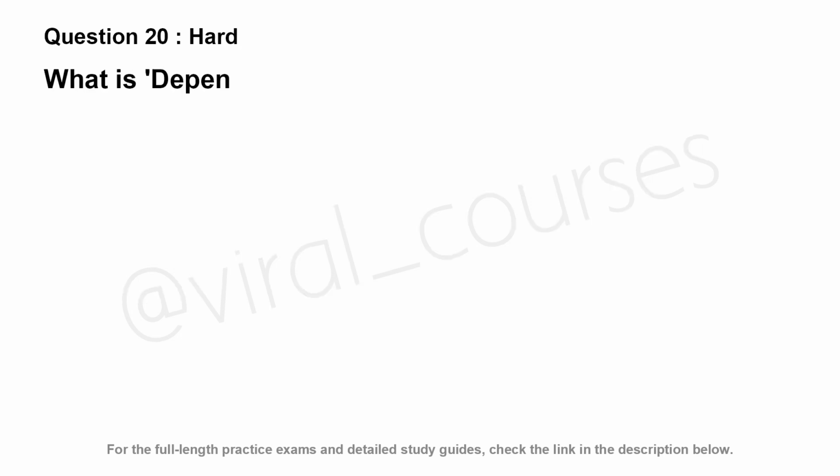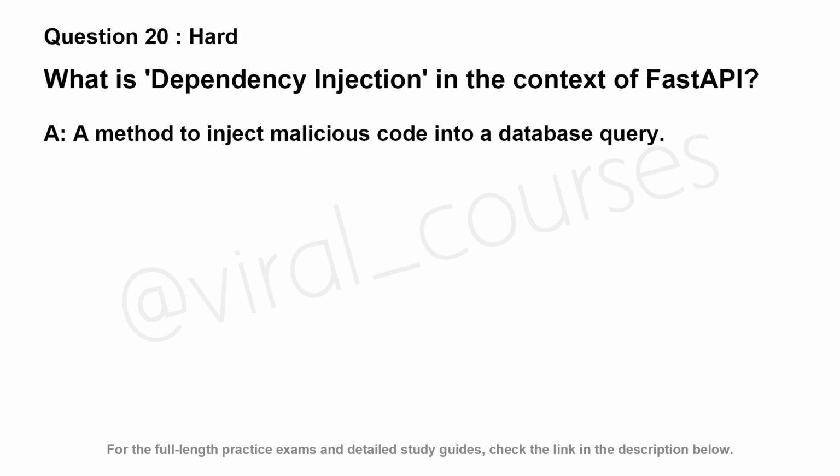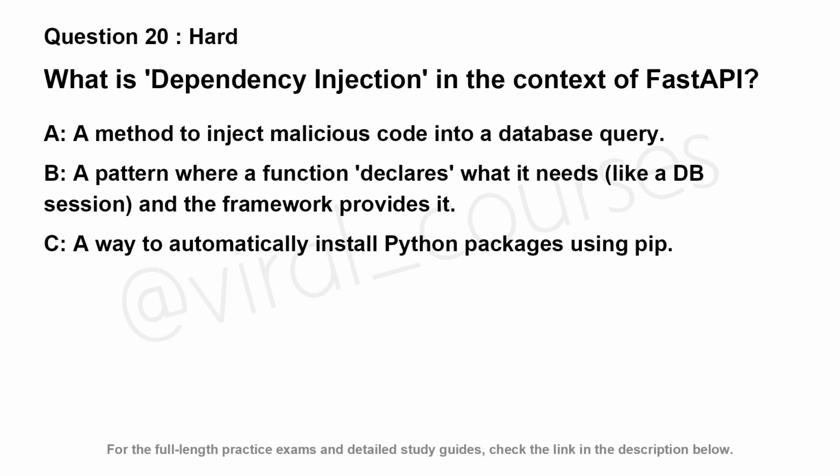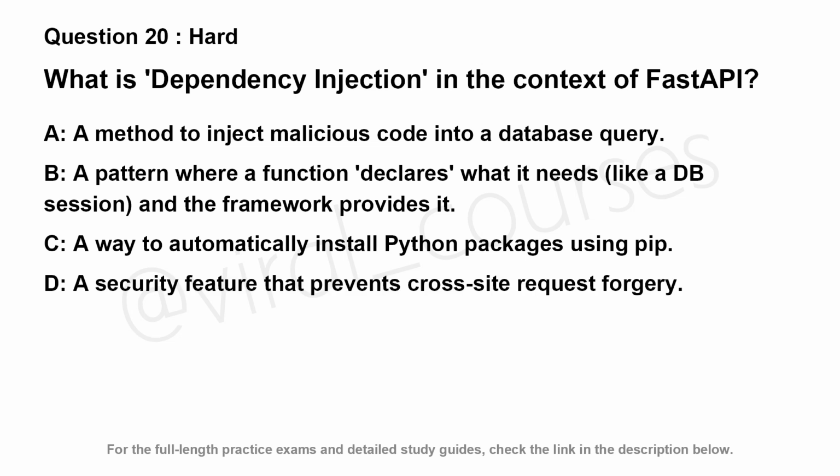What is dependency injection in the context of FastAPI? Option A. A method to inject malicious code into a database query. Option B. A pattern where a function declares what it needs, like a DB session, and the framework provides it. Option C. A way to automatically install Python packages using pip. Option D. A security feature that prevents cross-site request forgery.